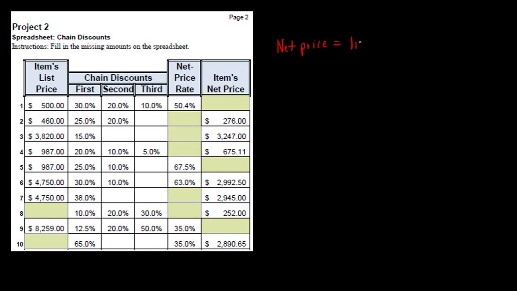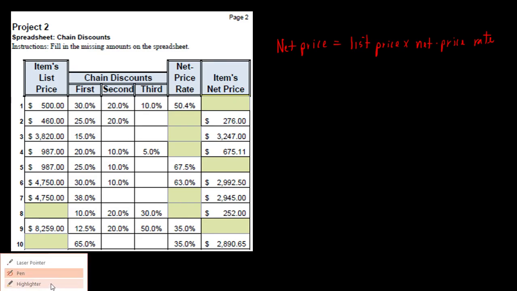is equal to its list price multiplied by the net price rate. Now, understanding this equation will allow us to solve for this entire column over here. So the net price column is taken care of by using that one equation. Now I can also use that equation to help me find list price on the far left.